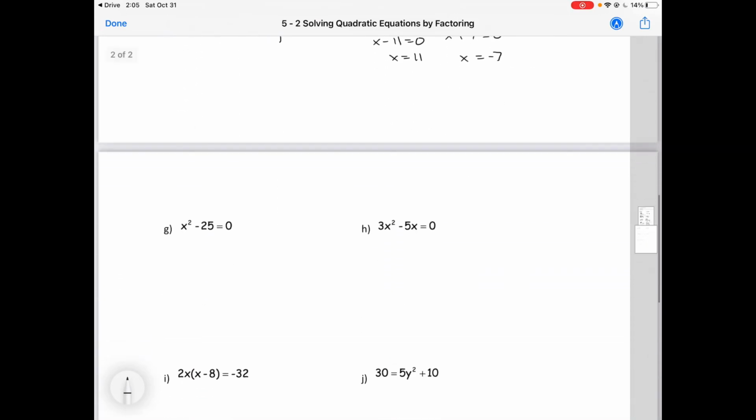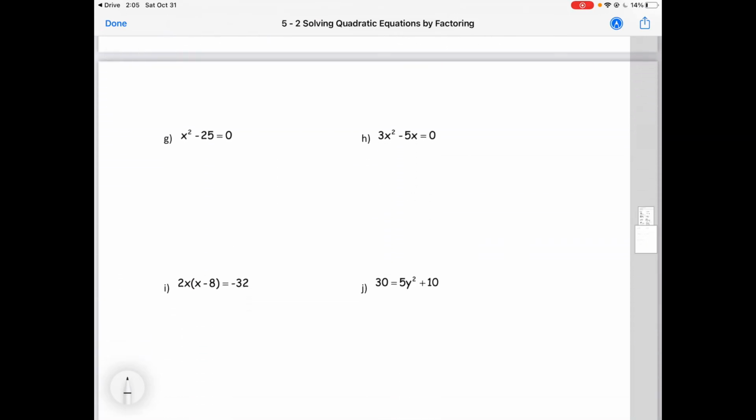Okay, a couple more examples here with some different types of factoring. Here we've got a difference of squares, x plus 5, x minus 5. These are going to give us our two solutions as x equals minus 5 or x equals plus 5.